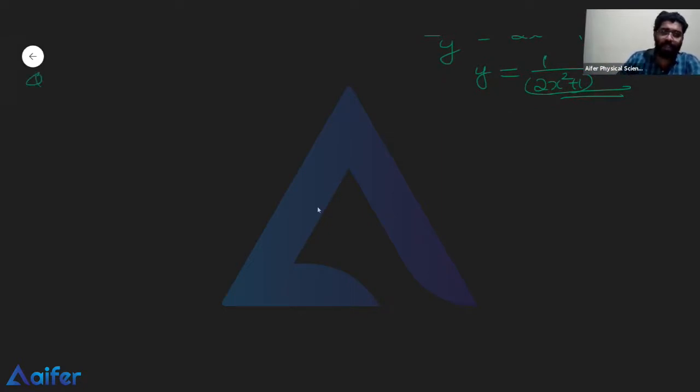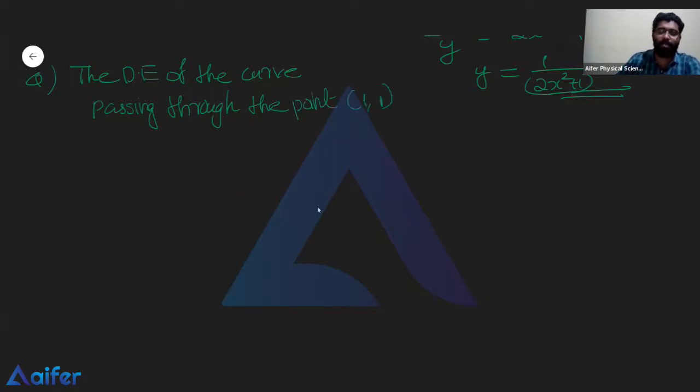Next question. We want to find the equation of the curve passing through the point (1, 1), whose differential equation is x dy = (2x² + 1) dx, where x is not equal to 0.